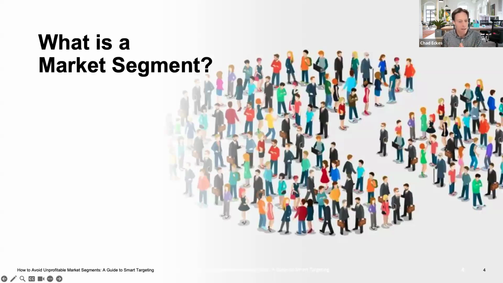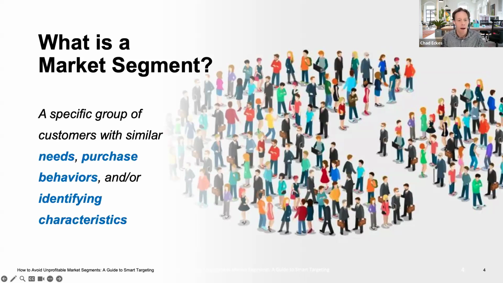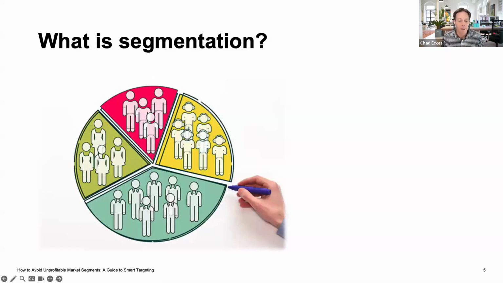So let me begin and just level set so that everybody has my definition, at least, I think a pretty common universal definition of what a market segment truly is. I define a market segment as a specific group of customers with similar needs, purchase behaviors, and/or identifying characteristics. Simply put, it's a group of customers that have some things in common.